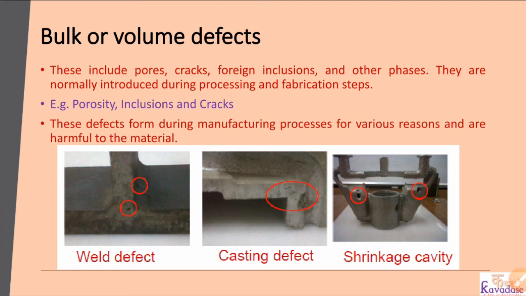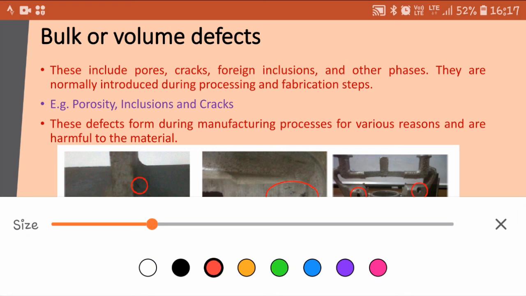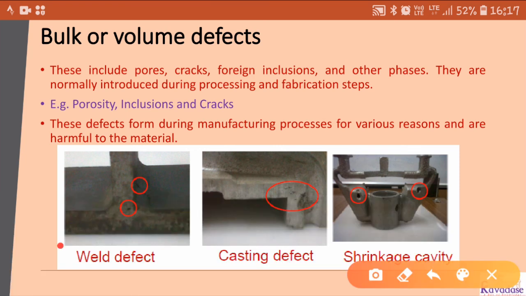You can see in these examples there are some pores or holes available here. You can see the material is eroded. You can see some holes or notches here. So these are welding, casting, and shrinkage type of defects which have some surface area plus some depth.